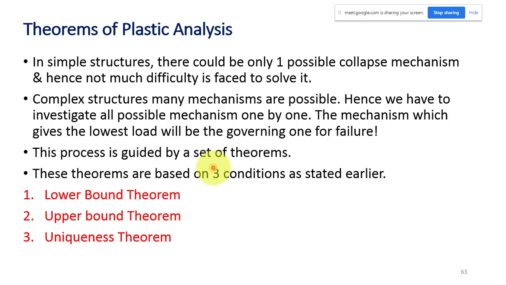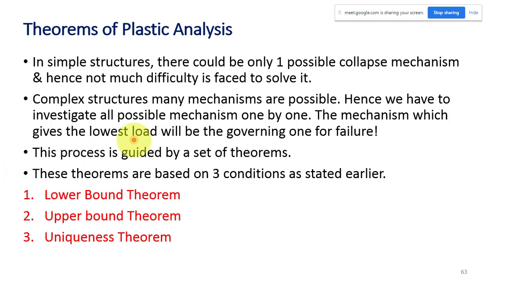Let us say I have 5 mechanisms possible in my building frame. So I will get 5 different, or same, values as collapse loads. From that I will take the lowest value, and that will be the failure load for your structure. That failure mechanism will be the governing mode of failure. Your structure may fail in that way when you apply the load.